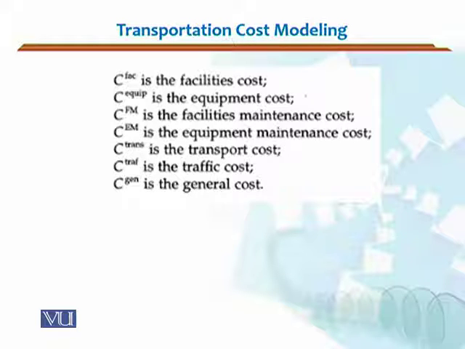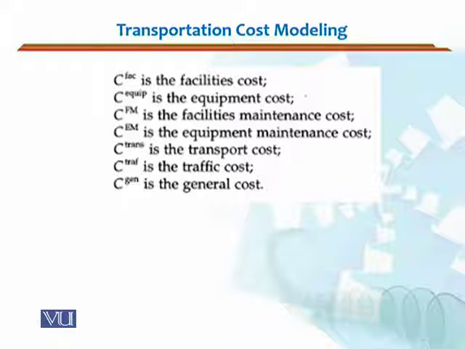CFAC is the facilities cost. C equip is the equipment cost. So CFAC is like your factory or facility cost. CFM is the facilities maintenance cost. CEM is the equipment maintenance cost. And C trans is the transportation cost. And C traf is the traffic cost.